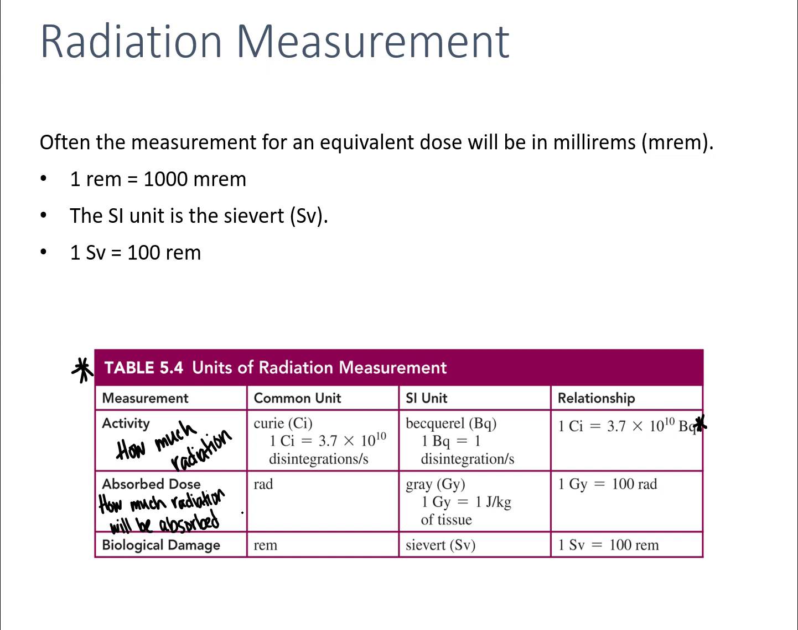The final measurement is biological damage. Commonly, that's the REM. The SI unit is the sievert, and there's an equality here that relates those two. Again, this is very abbreviated. You'll need more information to do your homework, so make sure you check out the YouTube video. What I wanted to focus on is not so much the definitions of these measurements, but how to do some of the math associated with it.